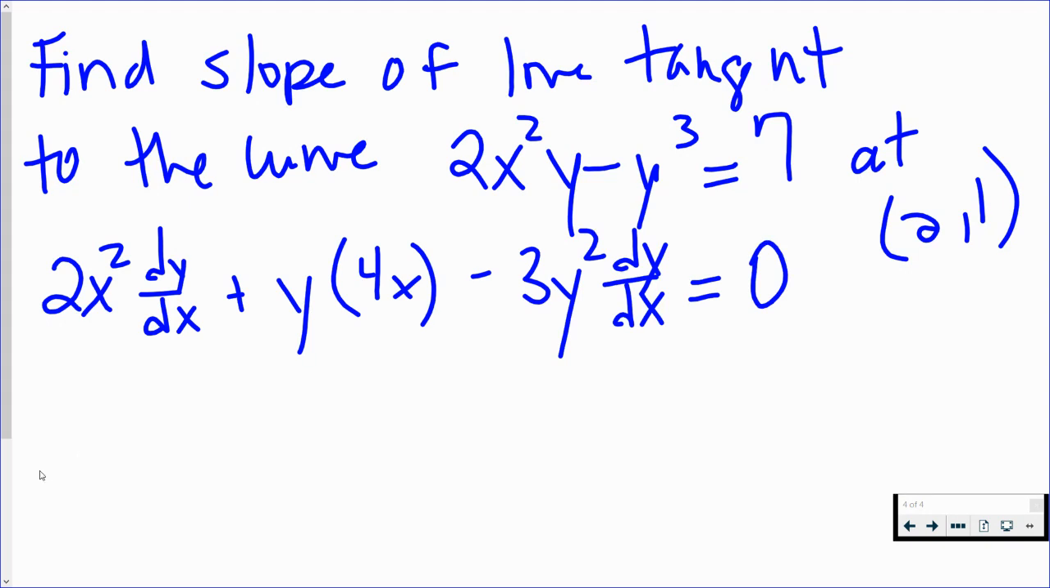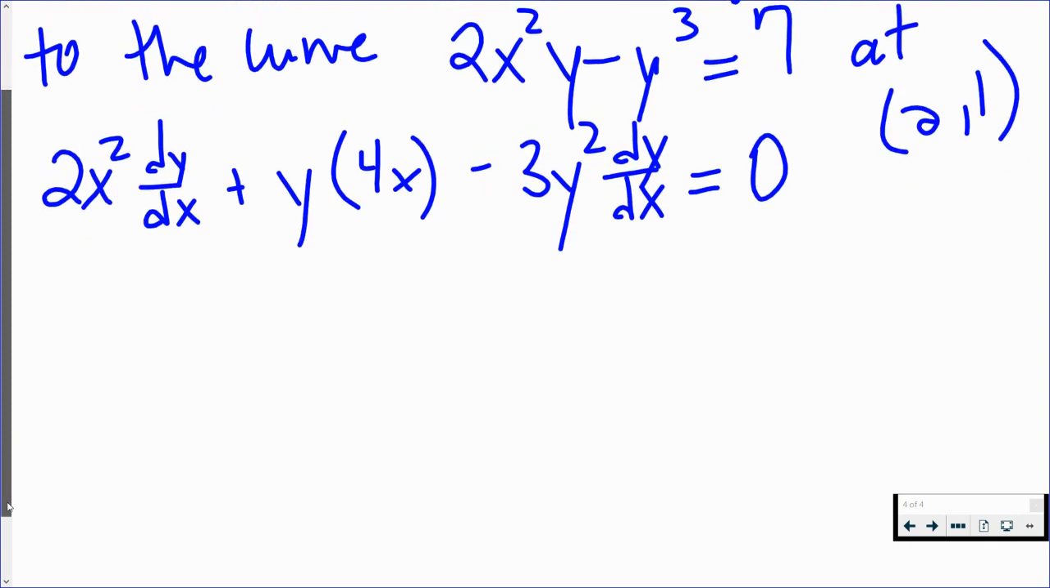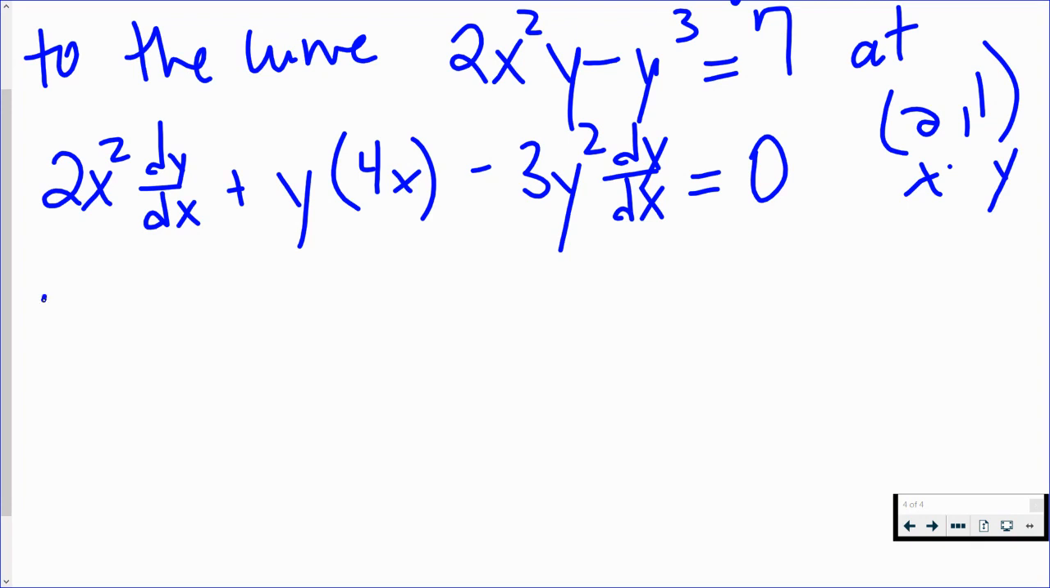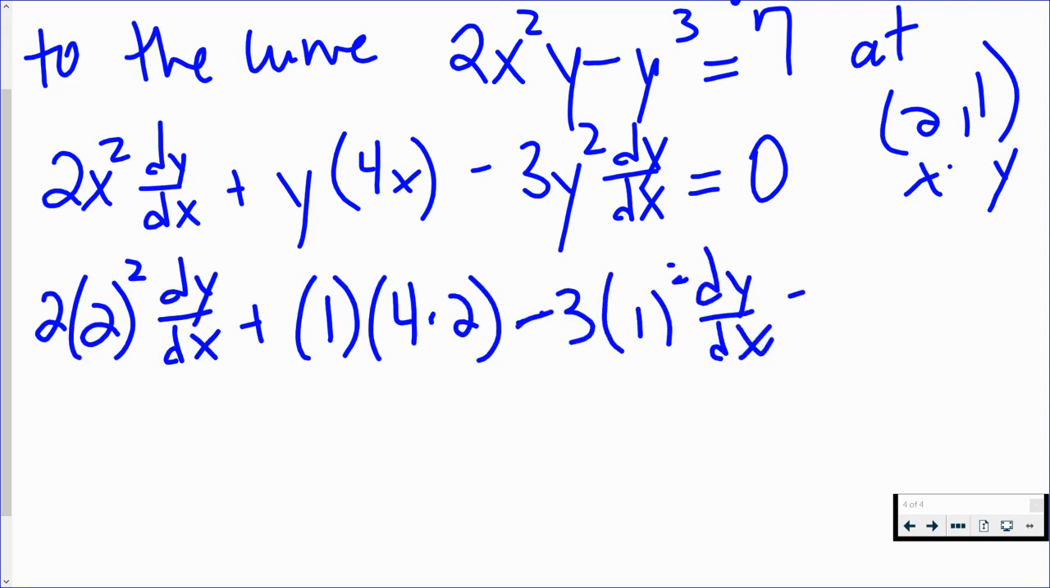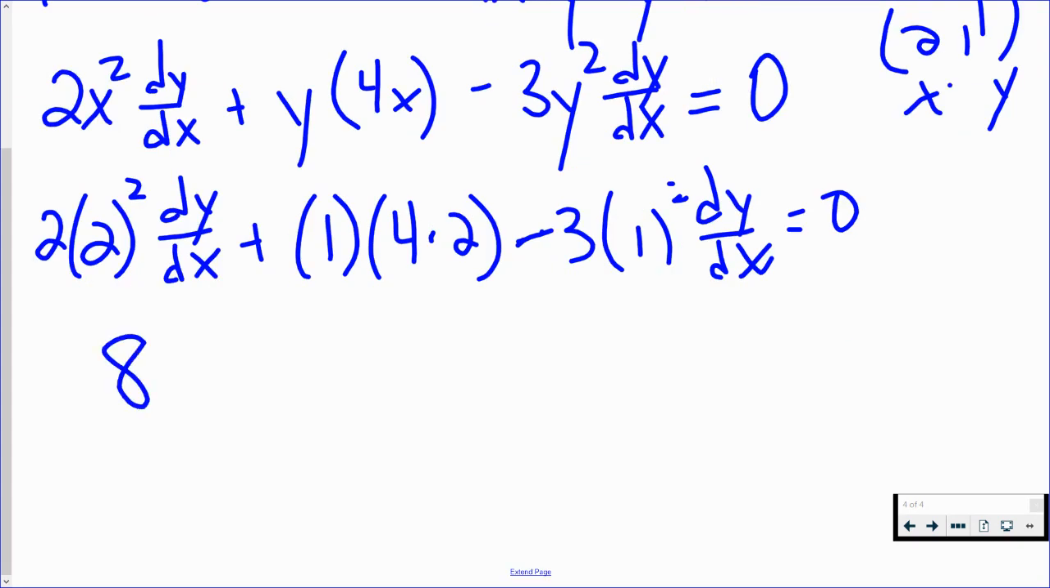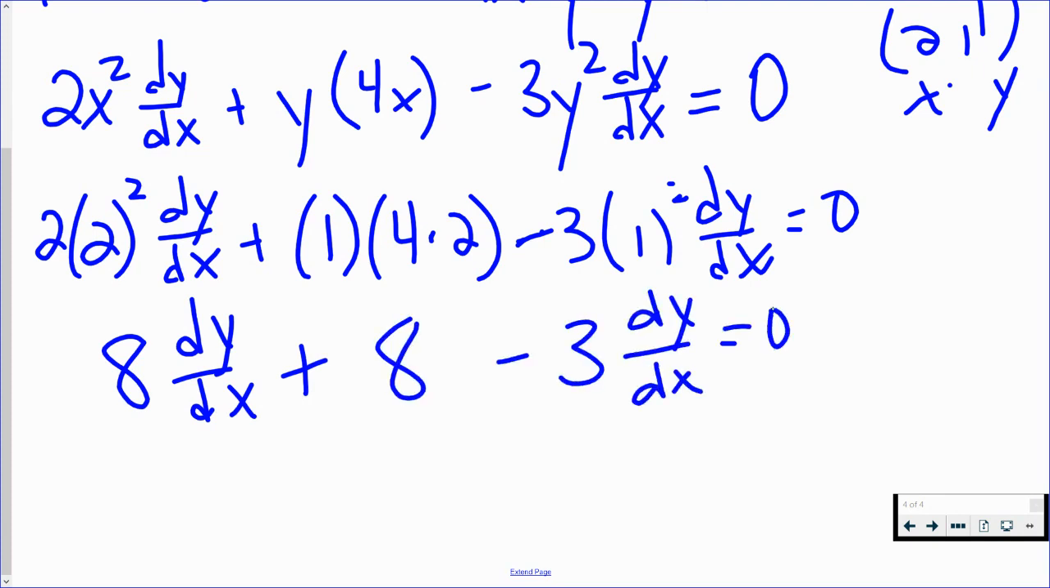So now, this one we are simply trying to find the slope at that point. So we don't have to simplify this down. We don't have to get a pretty equation for dy/dx. We can go ahead and plug in. We're plugging in 2 for x and 1 for y. So we have 2 times 2 squared dy/dx plus 1 times 4 times 2 minus 3 times 1 squared dy/dx equals 0. 2 times 2 squared would be 8 dy/dx, plus 4 times 2 would be 8, minus 3 dy/dx, equals 0.